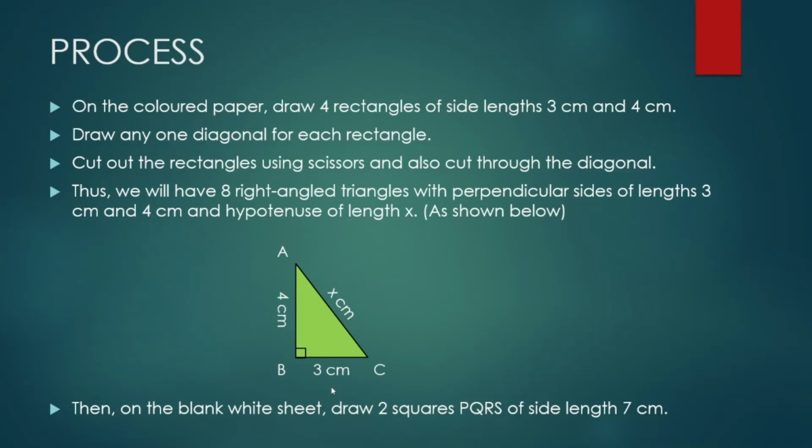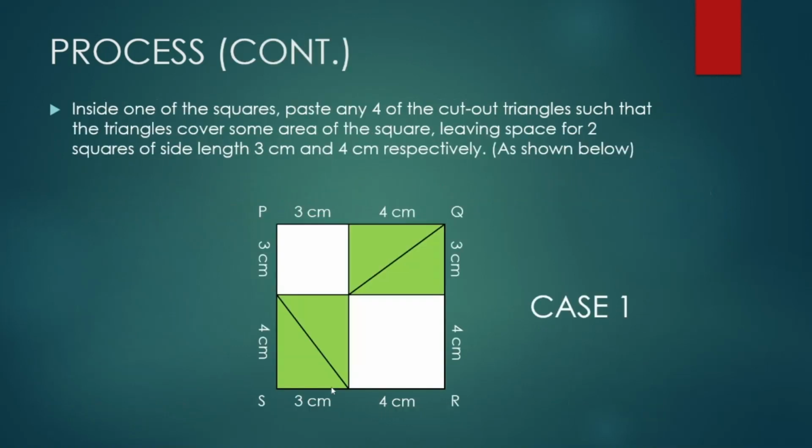hypotenuse of length x. Then, on the blank white sheet, draw two squares of side 7 centimeters and we can call it PQRS as seen in this slide. Inside one of the squares, paste any of the four cutout triangles such that the triangles cover some area of the square, leaving space for two squares of side lengths 3 centimeters and 4 centimeters respectively. In this figure, we can see how the triangles are to be pasted.